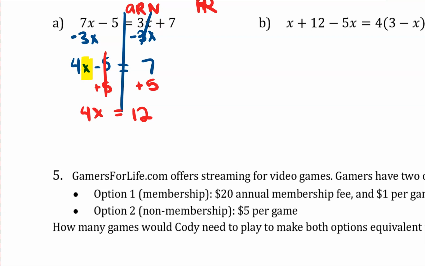And then the final step is to get rid of the 4. Right now this is 4 times x. The opposite of multiplying by 4 is to divide by 4.